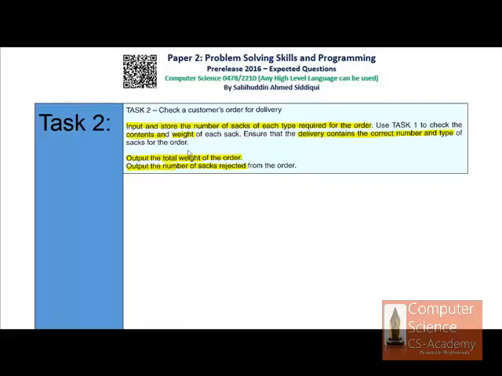Now in Task 2 you have seen that you will be verifying and validating the input at the entry point, and then you will be producing and storing the weight on the basis of the number of sacks, categorized by the content type. You are outputting the total weight of the order, and also showing how many orders were rejected. So this is based on Task 1. Keep in mind that you have to drive Task 2 based on Task 1.